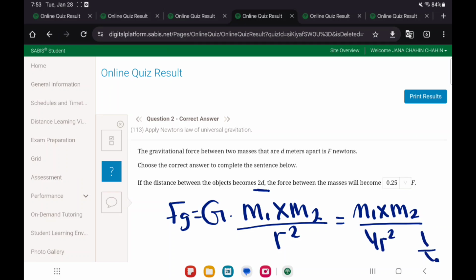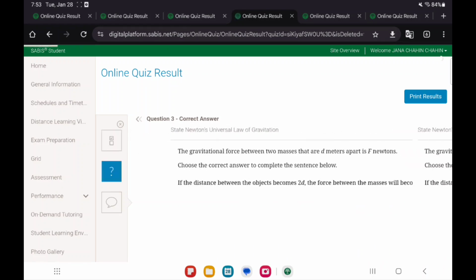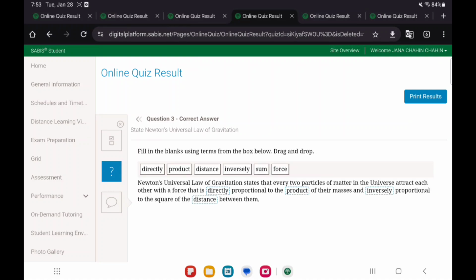So 1 over 4 as a decimal, do it on your calculator if you don't know, but I think most of us know that 1 over 4 is 0.25. So that's your answer. Now let's go with the third question, which is the last question.